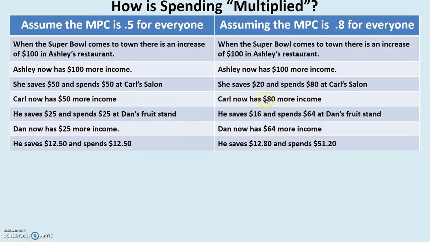Well, now that he has $80, he's only going to keep 20%. He's going to spend 80%, which is $64 at Dan's fruit stand. Now that he has $64, he's going to save a little bit and spend a lot. And as you can see, you've got more dollars floating through the economy.